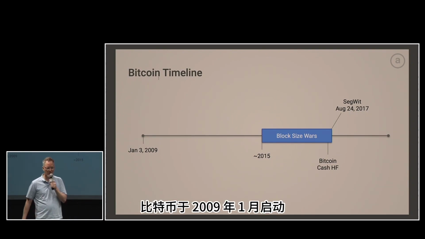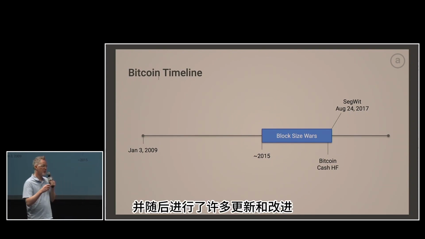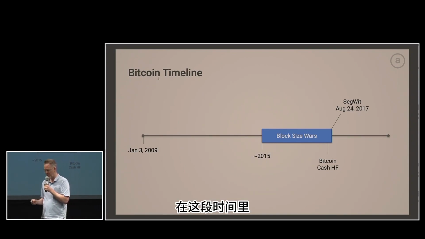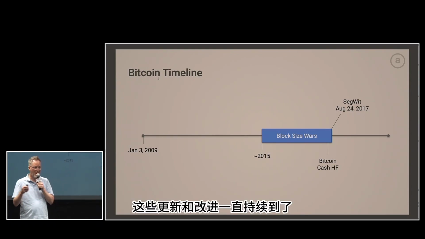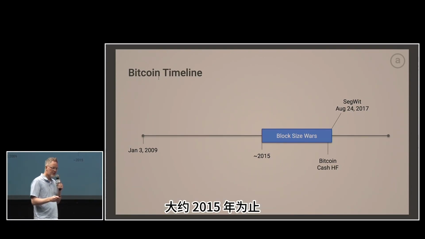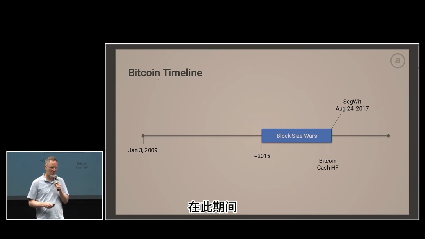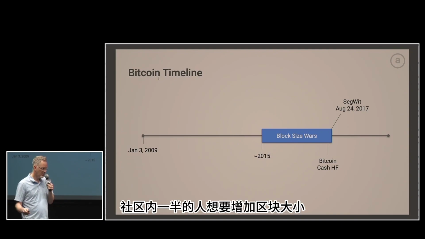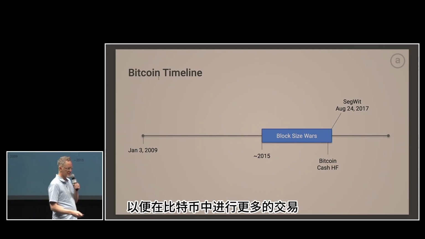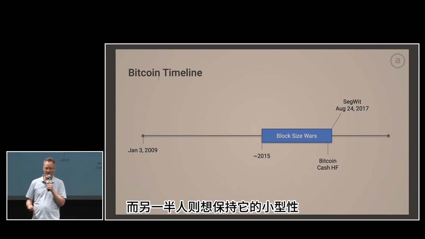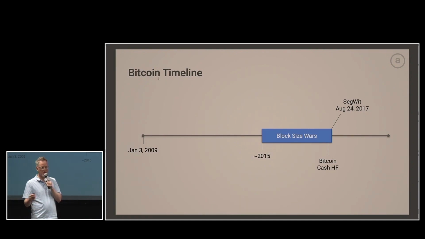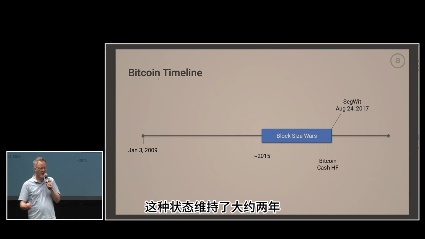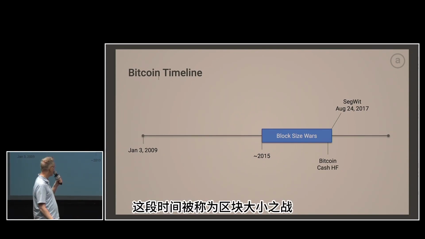So Bitcoin launched on January 3rd, 2009, and it proceeded to get a number of updates and improvements, and even Satoshi himself stepped back from the protocol during this time, up until about 2015, where a conflict started brewing within the Bitcoin community. Half of the community wanted to increase the block size and allow there to be more transactions in Bitcoin. The other half wanted to keep it small and preserve the decentralized properties of the network. And this stalled all development on Bitcoin for about 2 years, called the block size wars.